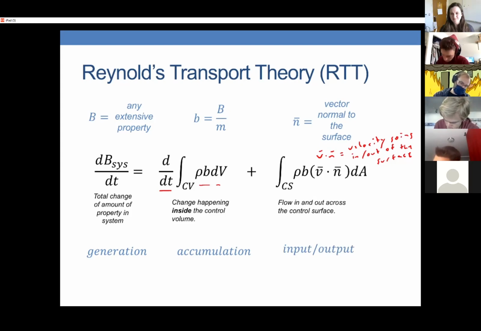Avonlea asks, does dB/dt represent generation and consumption terms in one? Yes. Generation would be positive, consumption would be negative. Right, and as you can see, this is an integral across the surface, because stuff flows in and out across the surface. This is an integral across the volume.